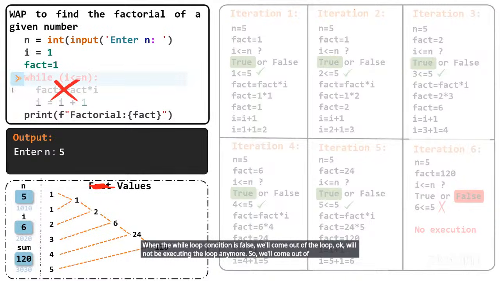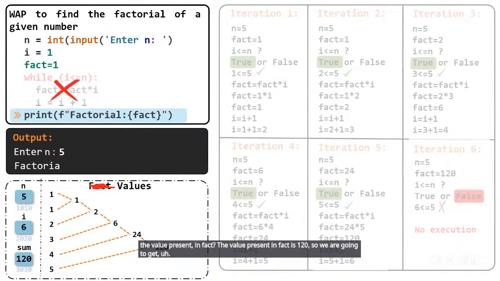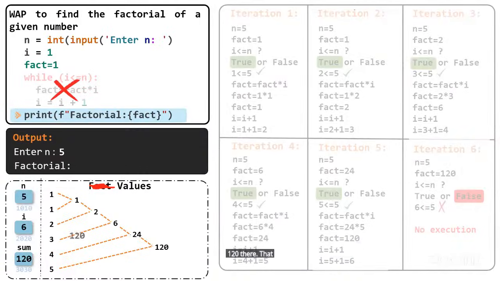So, what is the statement we have outside of it? We are just printing factorial. What is the value present in fact? The value present in fact is 120. So, we are going to get 120 there. That's it. Factorial is equal to the value of fact will be displayed there. That's how easy it is. I hope you have gone through the visualization.